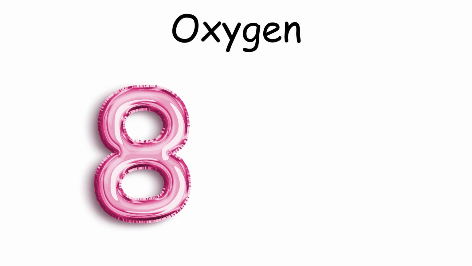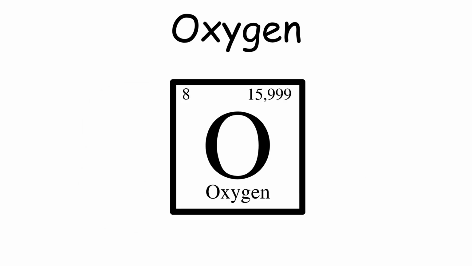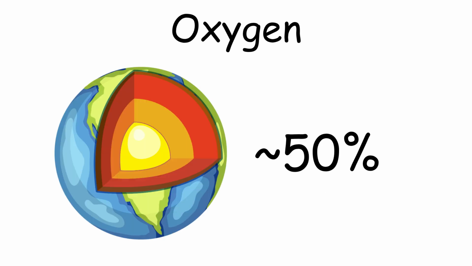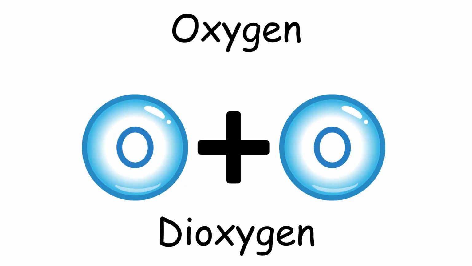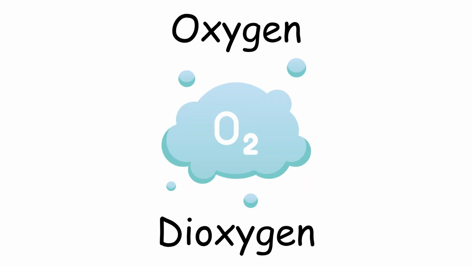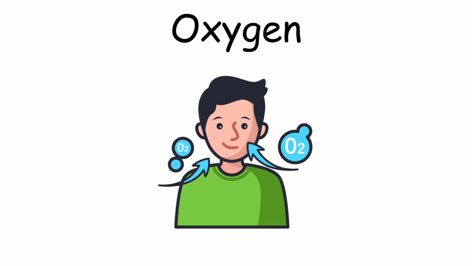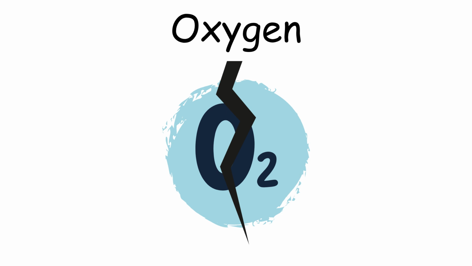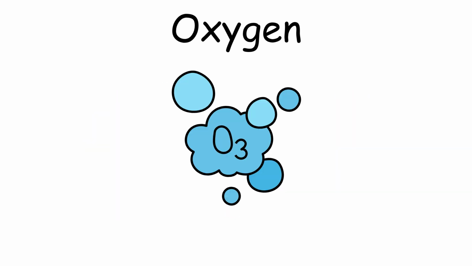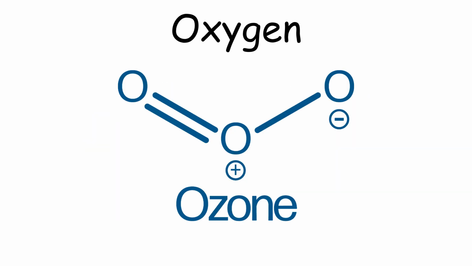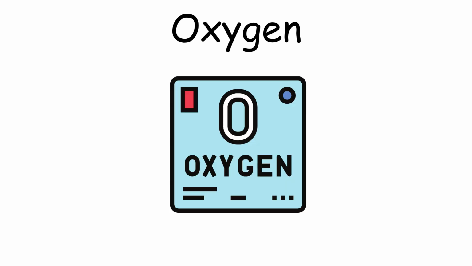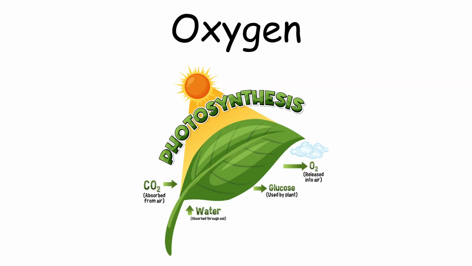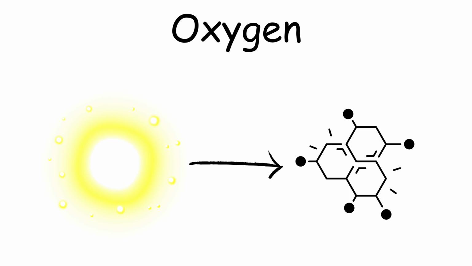The eighth element with symbol O, oxygen makes up almost half of the Earth's crust and is highly abundant in the universe. Under normal circumstances, two oxygen atoms will bond to form the gas dioxygen, or O2, which is used by animals for cellular respiration. If O2 is split by ultraviolet radiation, trioxygen, or ozone, would be produced, which is damaging to lung tissue.